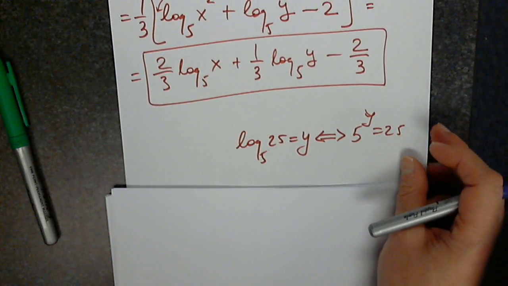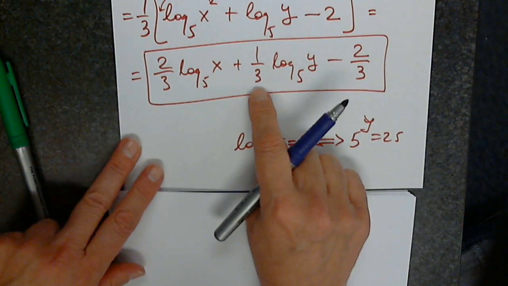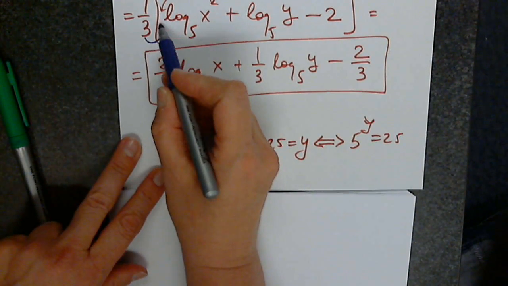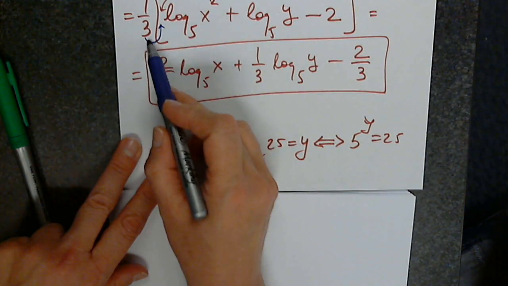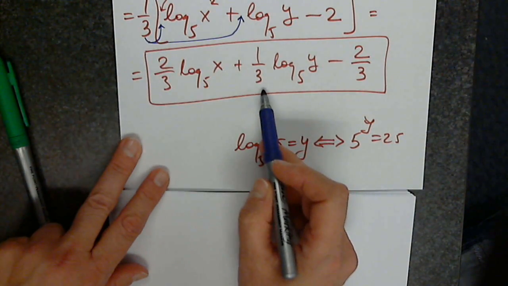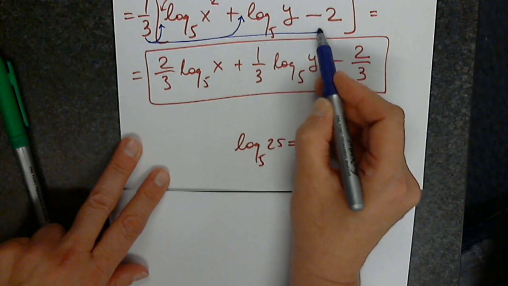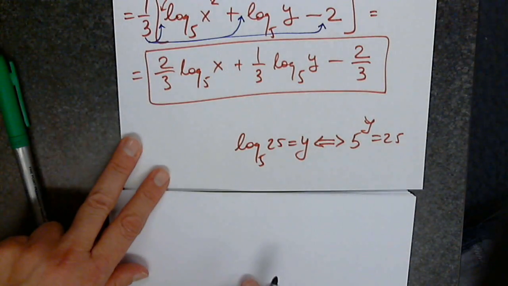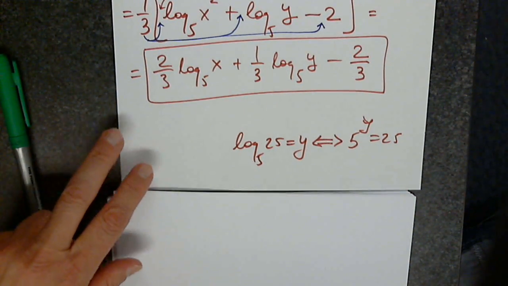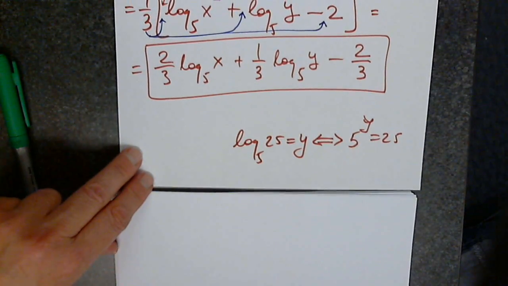Yes. This one? So I distributed in here, and I had 2 over 3. I distributed in here, and I get 1/3. And then I distributed in here because I removed brackets. Better? Okay, very good. Anything else?